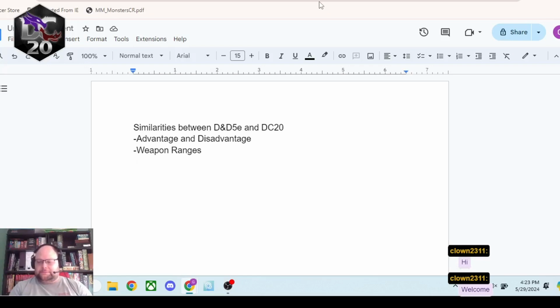So, for example, a short bow has a range of 80 feet and then 320 feet. So, let me see if I can get that to come up on here. I'm not really sure. Short bow.